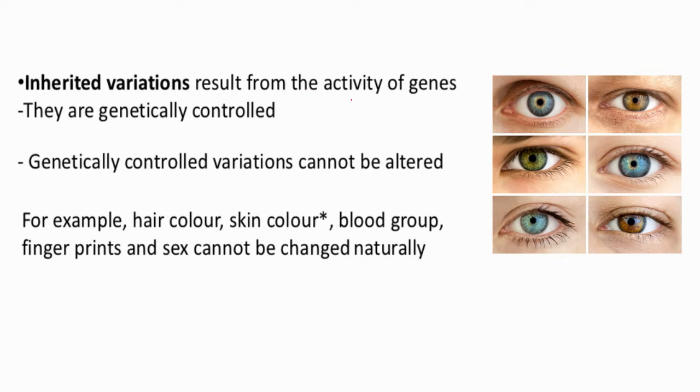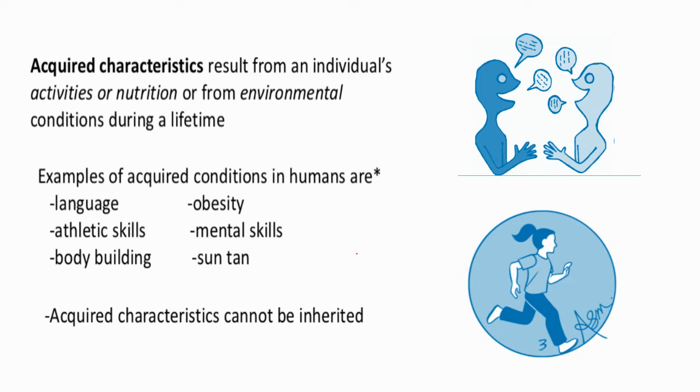Inherited variations result from the activity of genes. They are genetically controlled, and genetically controlled variations cannot be altered. Some examples are hair color, skin color, blood group, fingerprints, and biological sex, which cannot be changed. Acquired characteristics result from an individual's activities or nutrition or from their environmental conditions during their lifetime. Some examples are language, athletic skills, obesity, mental skills, suntan, and bodybuilding. Acquired characteristics cannot be inherited. They cannot be passed on to offspring.